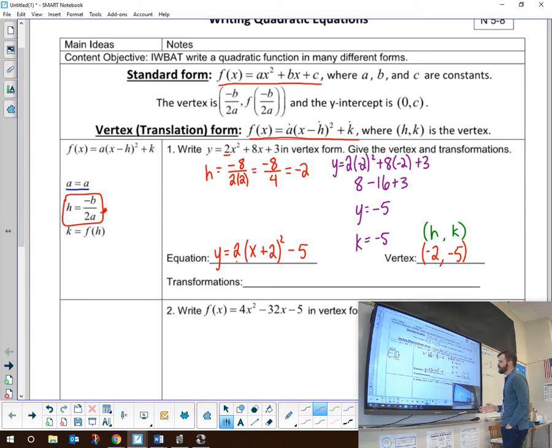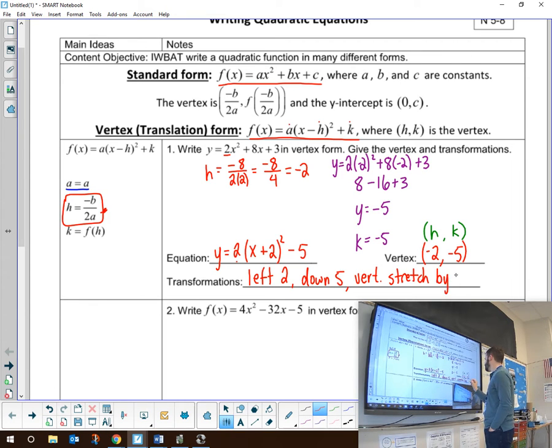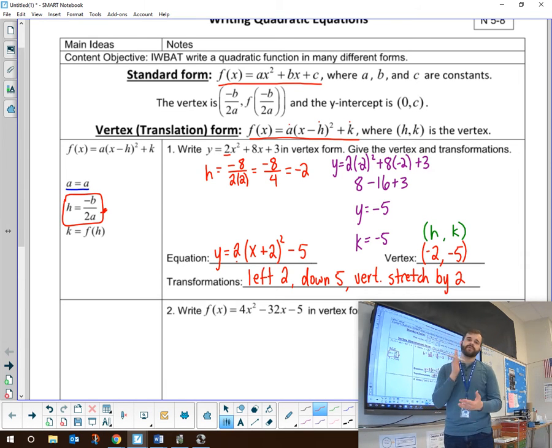And then lastly, we're going to talk about my transformations. For this one, we look at my h and k. Remember, my h controls left and right, k controls up and down. Since my h is negative 2, we're going to go to the left 2. Since my k is negative 5, we're going to go down 5. And since we have a 2 there at the start, we're going to have a vertical stretch by 2.